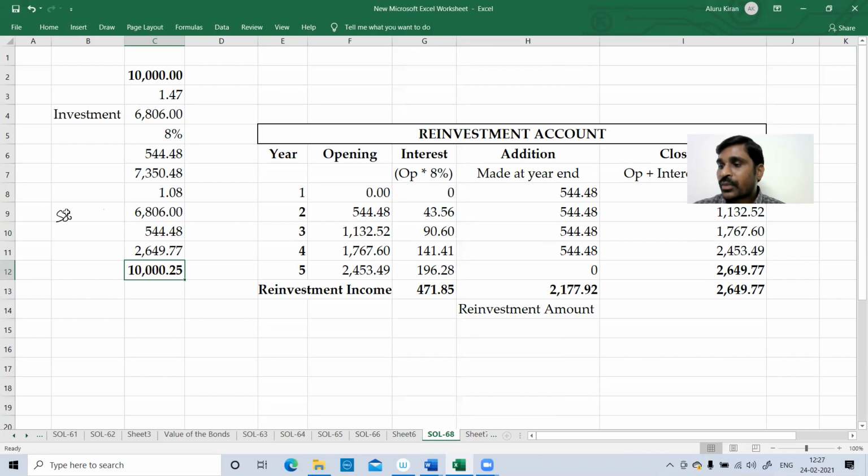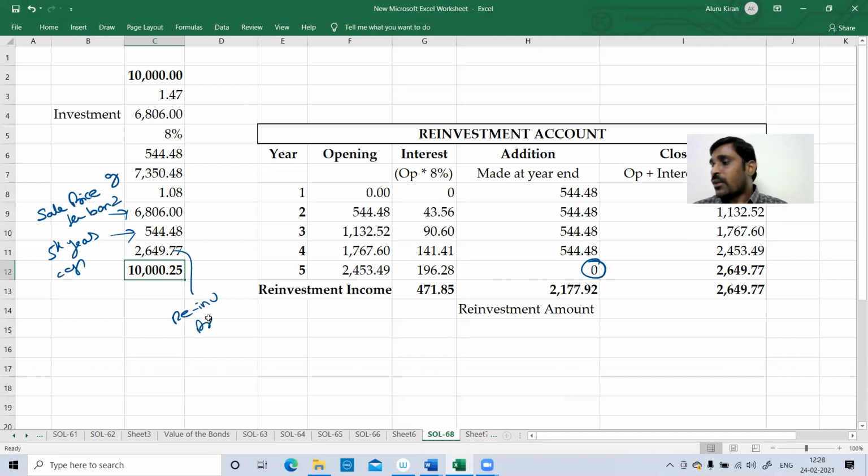Sale price of the bond. This 6,806 is the sale price of the bond. Next, this 544 is the fifth year coupon, because the fifth year coupon I have not reinvested. This is the fifth year coupon, and this is the reinvestment proceeds.